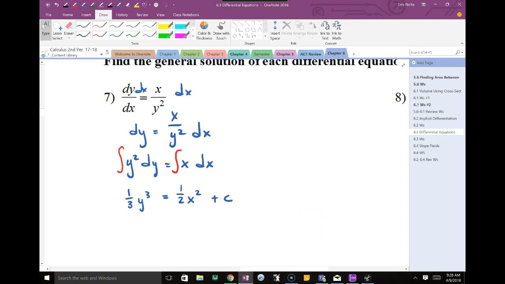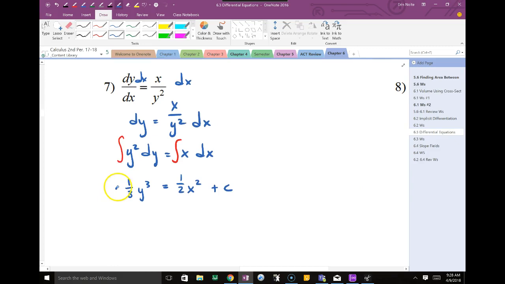Okay, now I have to solve for y, because this time it's not just y equals. So how are you going to isolate your y here? Times everything by 3. Very good. We'll multiply everything by 3. Now check this out. I'm going to have y cubed. 3 times 1/2 makes 3 halves x squared. And what happens if I multiply 3 times c?